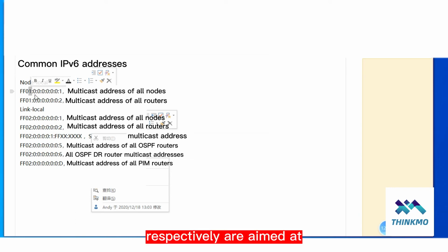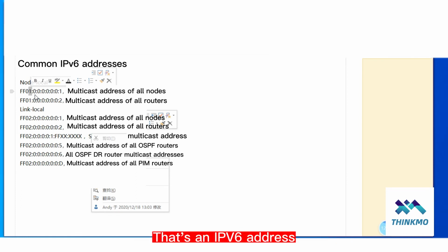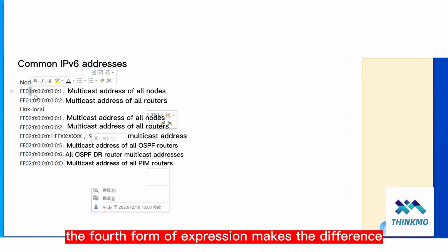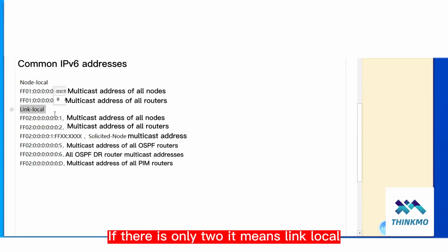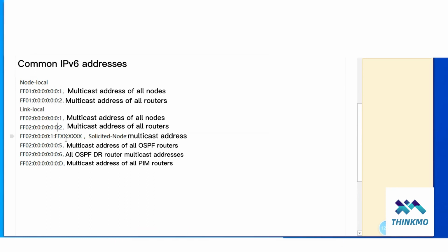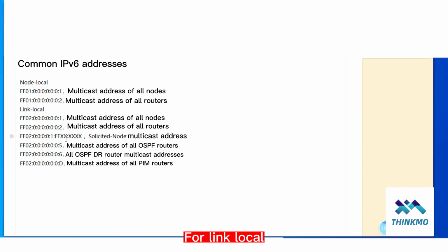They are distinguished by the fourth hexadecimal digit in the first group of an IPv6 address. If it is 1, it means local to the node. If it is 2, it means link local. Node local is only for this node; it can't go out of the network card. For link local, a common one is FF02::1, which can also be written as FF02:0:0:0:0:0:0:1.